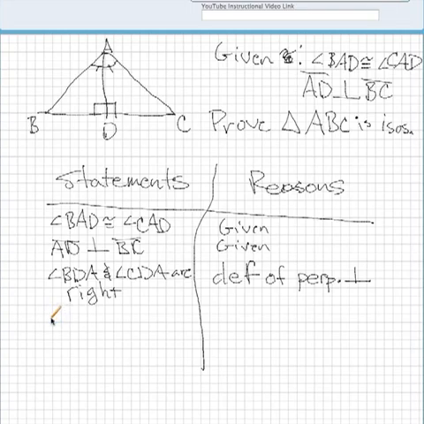And then from here we say that since they're both right triangles, angle BDA is congruent to angle CDA. Definition of right. They're both right triangles. Or you could just say both are right triangles right here.